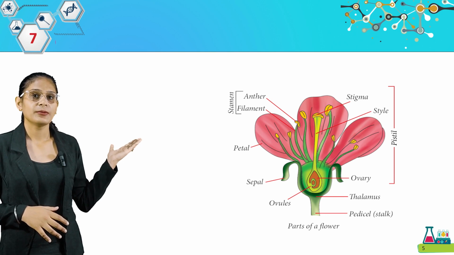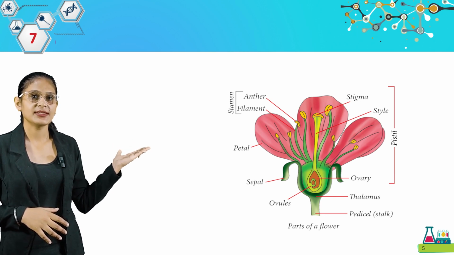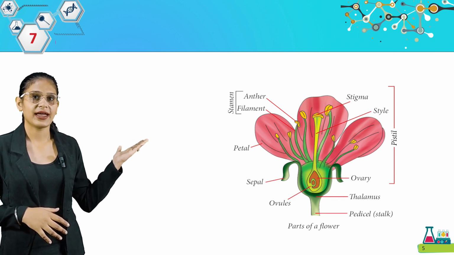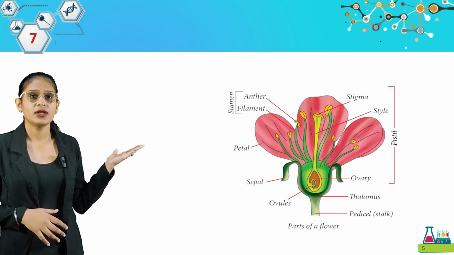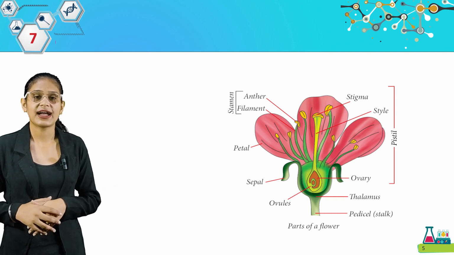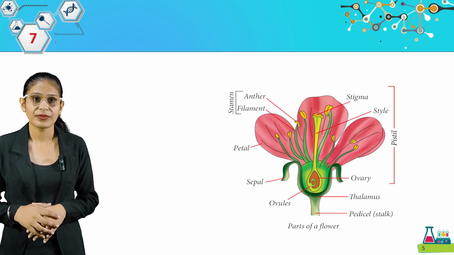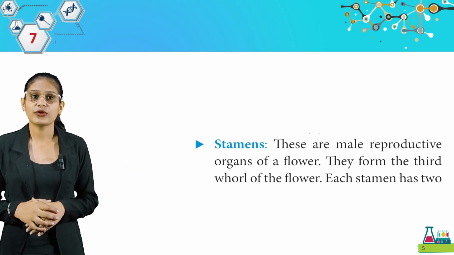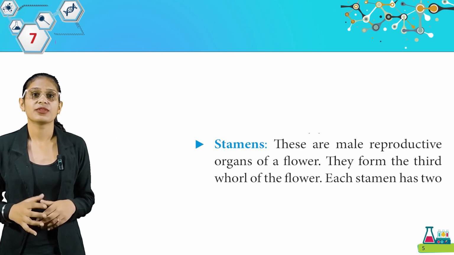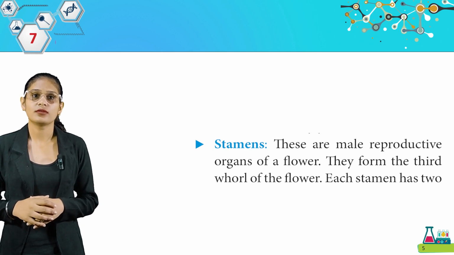Look here. Parts of the flower start here: pedicel, thalamus, ovary. Then we have style, stigma, anther, filament, petal, sepal, and ovules. So these are the different parts of a flower. Now we have stamens. These are the male reproductive organs of a flower. They form the third whorl of the flower.